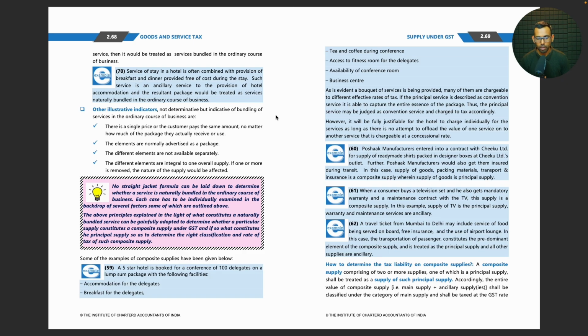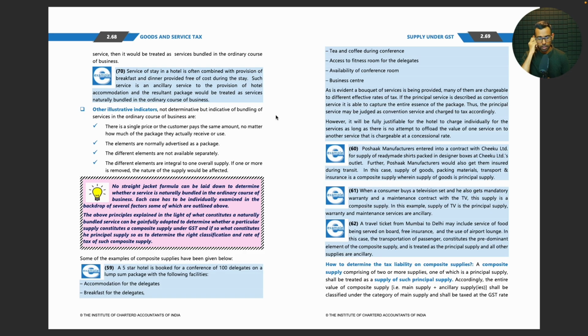Okay, no straitjacket formula can be laid down to determine whether a service is naturally bundled in the ordinary course of business. Each has to be individually examined in the backdrop of several factors, some of which are outlined above. The above principles explained in the light of what constitutes a naturally bundled service can be gainfully adopted to determine whether a particular supply constitutes a composite supply under GST, and if so, what constitutes the principal supply, so as to determine the right classification and rate of tax of such composite supply.